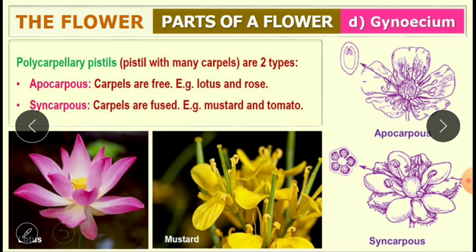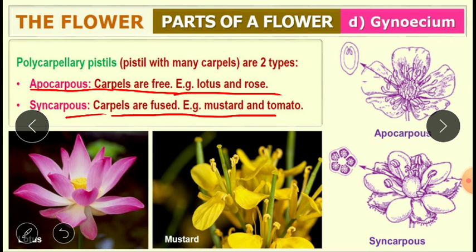Now, pistils with many carpels are of two types: apocarpous and syncarpous. Apocarpous is when the carpels are free, as in lotus or rose. Syncarpous is when the carpels are fused, as you can see in mustard and tomato.